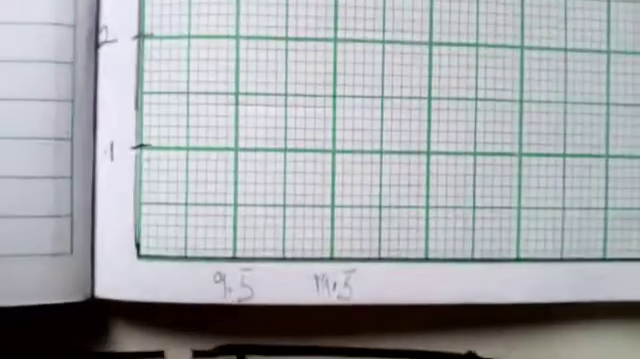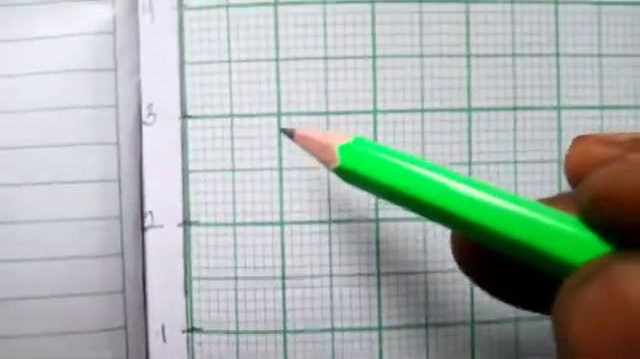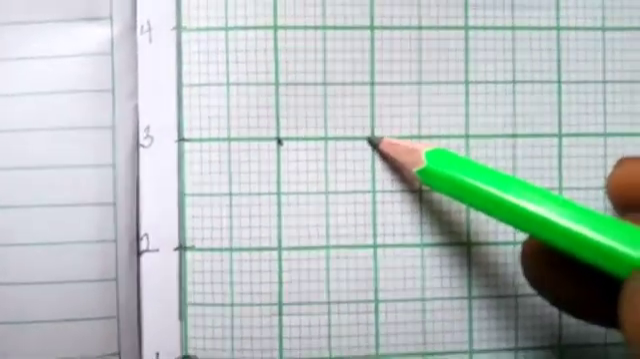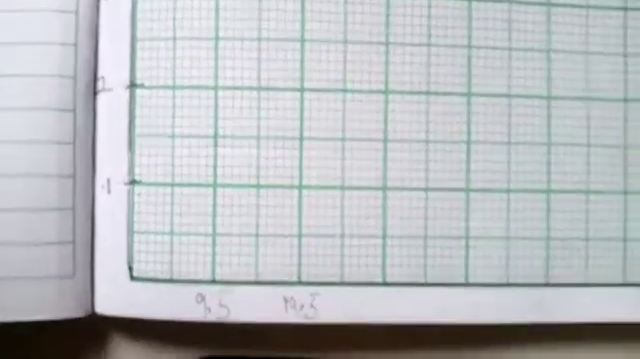So what was the height? What's the frequency? 3, right? The frequency is 3. So let's look at that. 3 is here, right? Then you draw your bar nicely. Is that okay? You draw your bar very, very nicely.